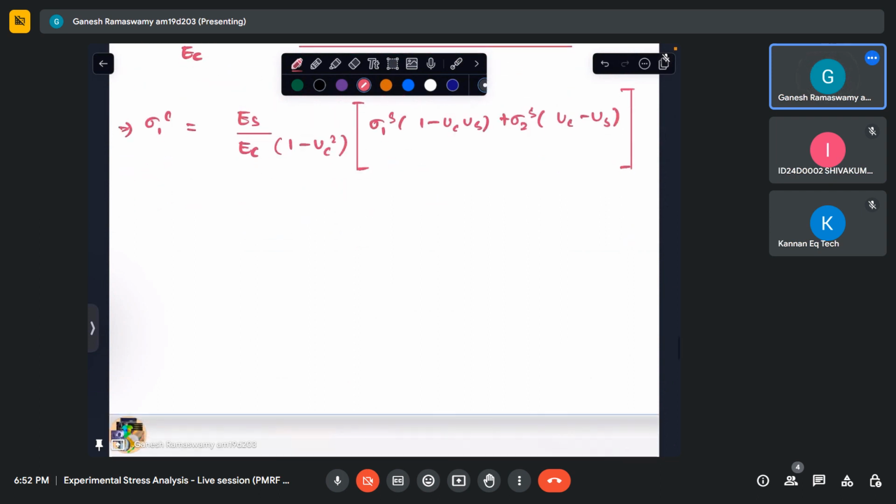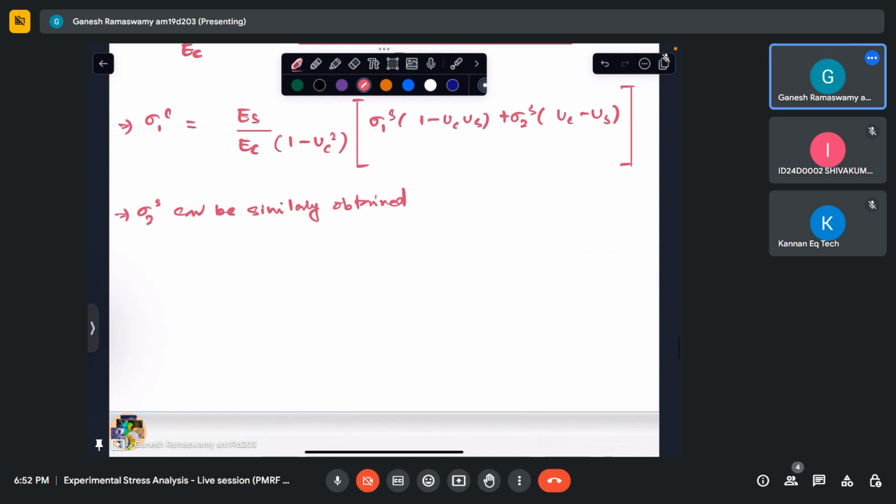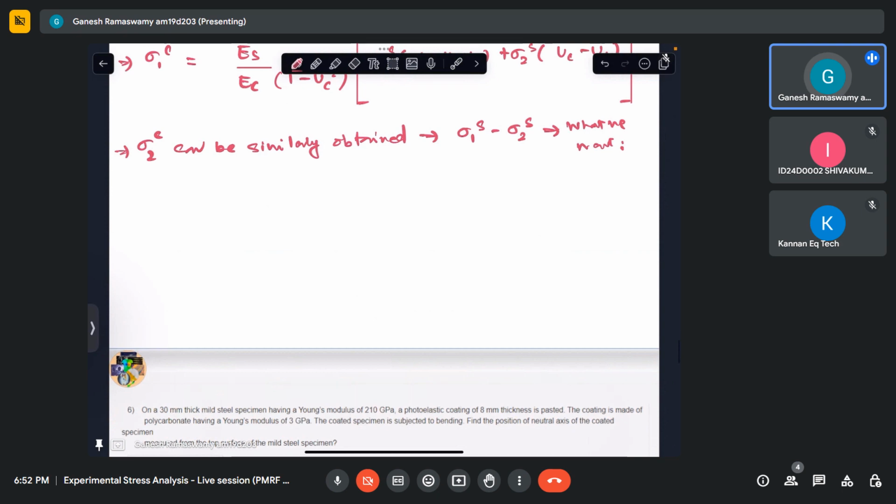And what we want towards the end is sigma 1s minus sigma 2s. C can be visually obtained. Sigma 1s minus sigma 2s is what we want. So it will follow that sigma 1s minus sigma 2s is nothing but Es by Ec into (1 plus mu c) by (1 plus mu s) into sigma 1c minus sigma 2c.